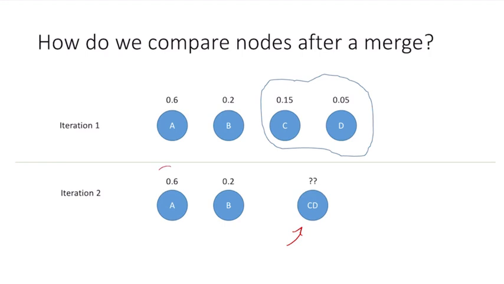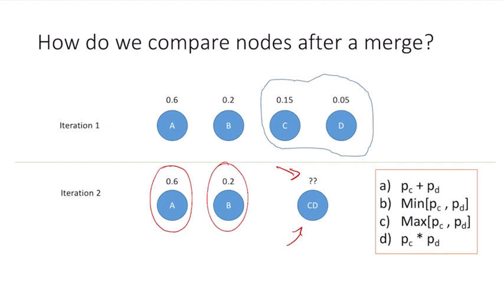A still has the same frequency, B still has the same frequency, but what should we put as the frequency of CD? Well, we have a few options. We could add together the frequencies. We could take the minimum of the two. We could take the max, or we could multiply them together.